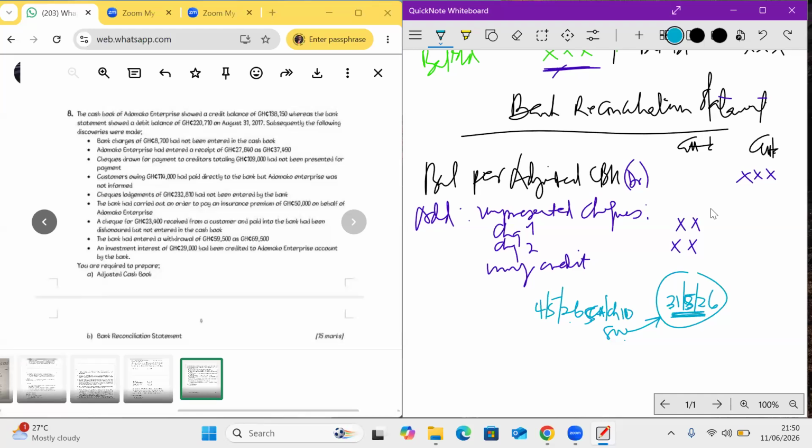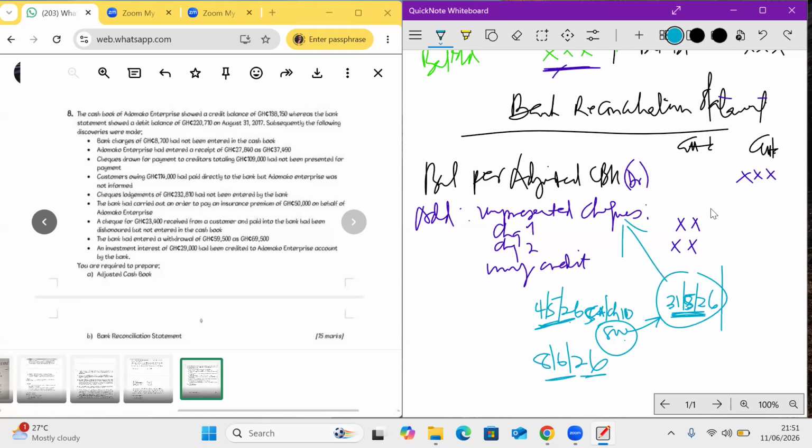It doesn't mean the supplier will not take the money to the bank. Maybe the supplier will take the money to the bank on 8th June 2026. As at 31st May, the supplier has not had time to go to the bank to withdraw the money. But the concern here is that as at the date we are doing the reconciliation, which is 31st May 2026, that 800 cedis was not presented at the bank for withdrawal.